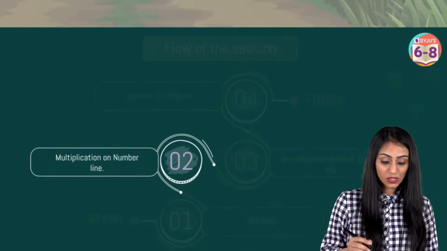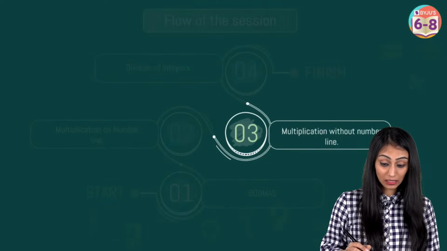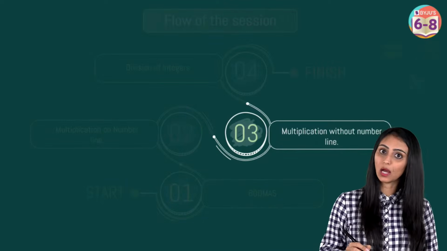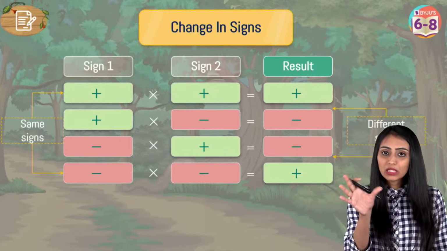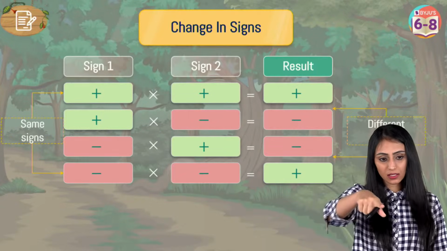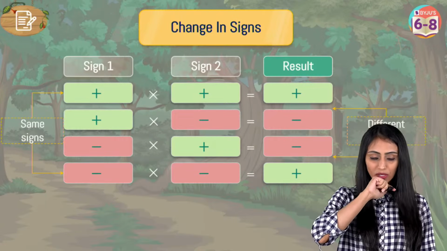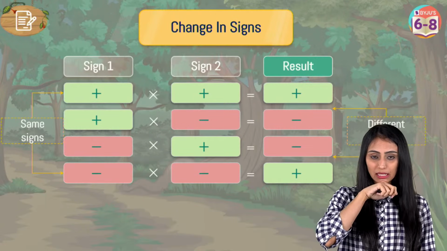Let's move ahead. So this was about multiplication on a number line. What if we have to do multiplication without a number line? Let's take a look at that. Now we need to understand the signs first. Somebody just asked me this question, what if we have these signs, both are negative or something?